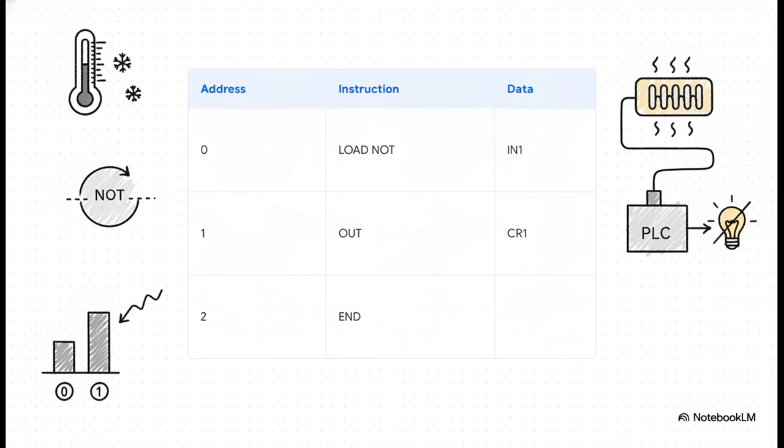Then at address 1, the instruction is out to our relay, CR1. Address 2 is just end. But because of that load not instruction, it guarantees the heater gets power specifically when the system receives a logic 0. Because remember, a logic 0 means the temp is below our set point. Basically, it means it's cold. So 0 comes in, and boom, the heater powers on.